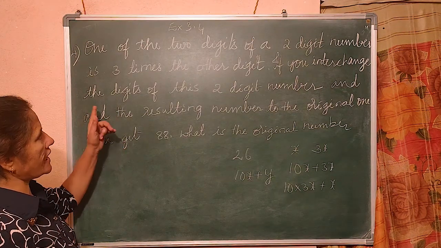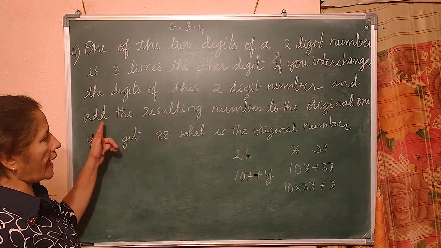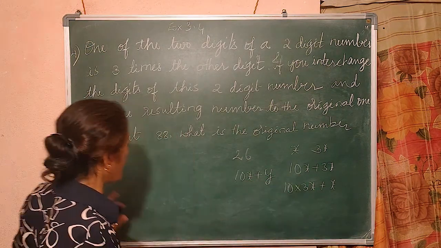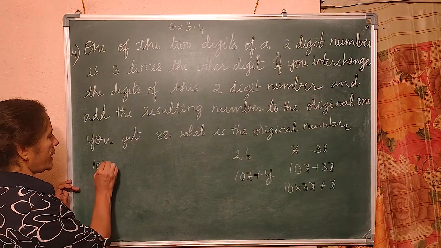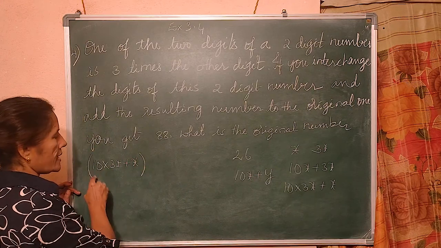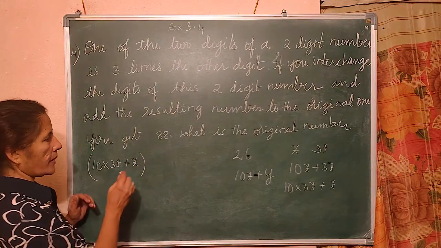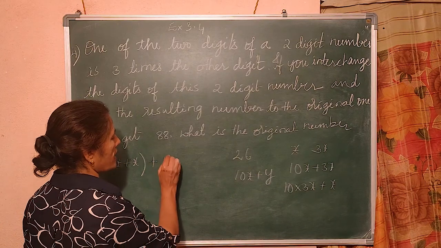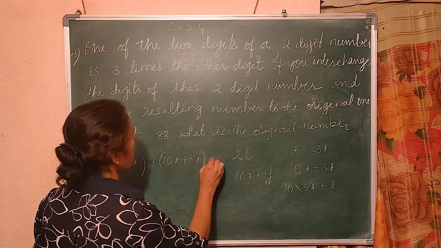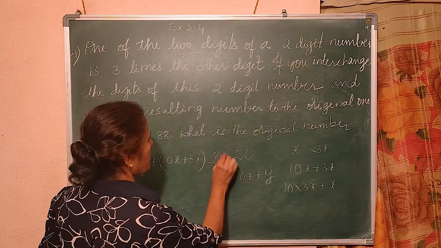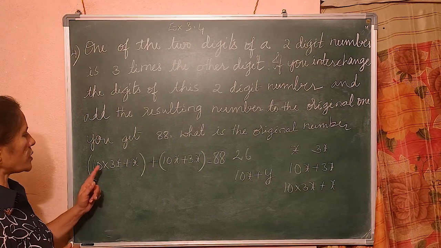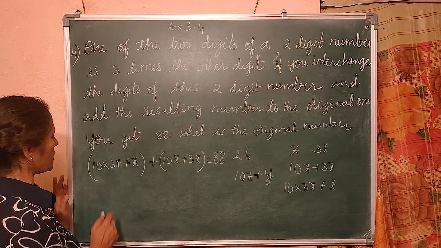If you interchange the digits of this two-digit number and add the resulting number to the original number, what is the meaning of that? 10 into 3x plus x, this is the reversed number, added to the original number. What is the original number? 10x plus 3x. What is the number you get? 88. That is important, so let us work this out.